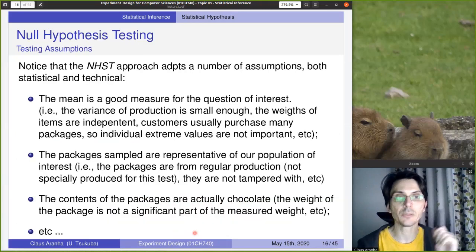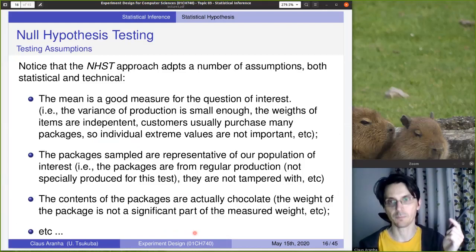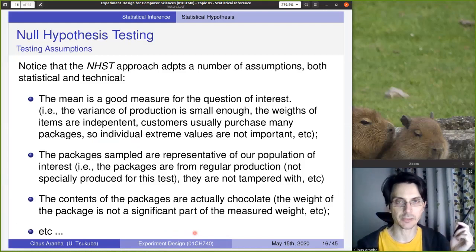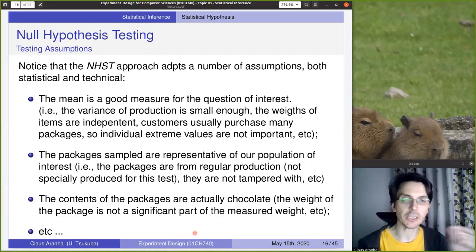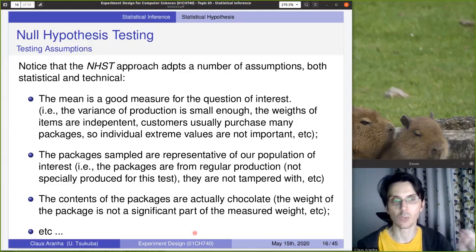Note that when we're doing the null hypothesis testing, we make several assumptions about the system. Some of these assumptions are technical and some are statistical. So the first assumption is that the mean is a good measure for the question of interest. When we say that the mean is a good measure, it says that individual variations of packages are not so important. What is important is that we establish the mean of the system. Also, we are assuming that the packages that we took from the sample are representative for the population of interest.